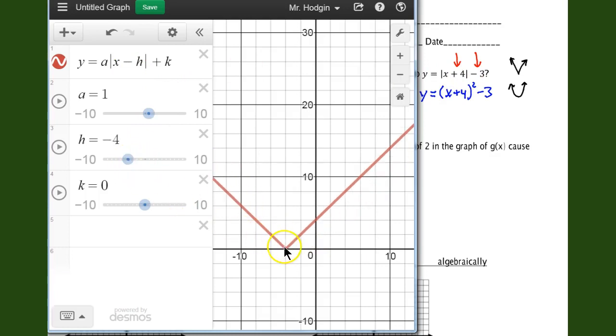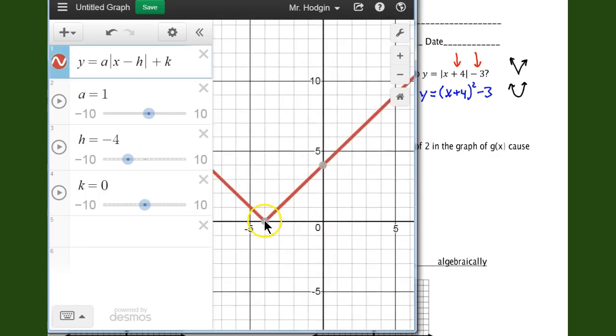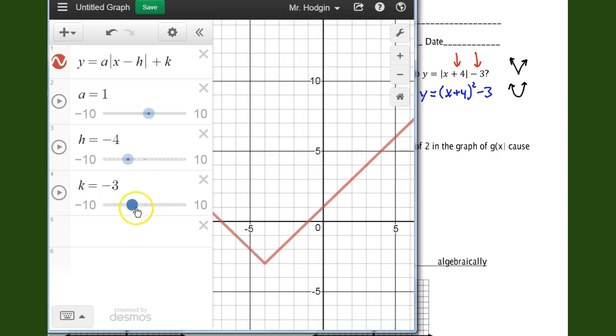right, we see it moves the graph 4 to the right. Right now the vertex is right here at 0, 4, and if we make the k value negative 3, right, it moves it down. So as I mentioned before, it would not matter what kind of actual shape of this graph it is, and the transformation would be identical.